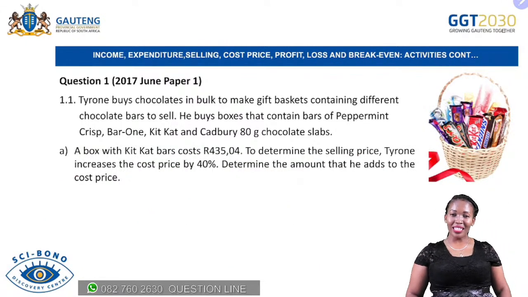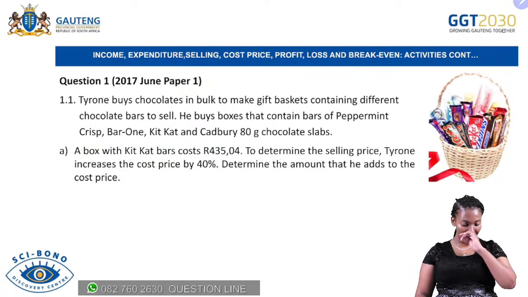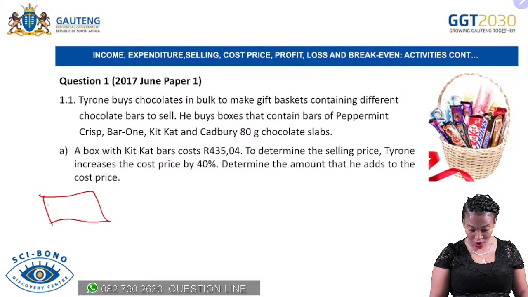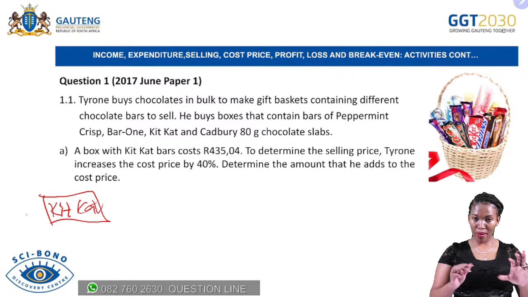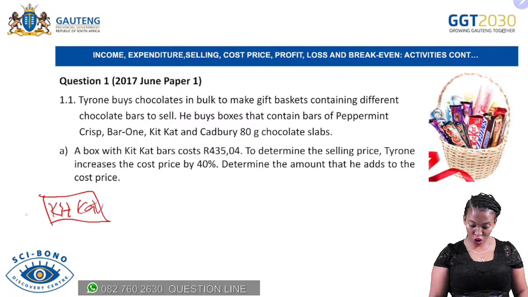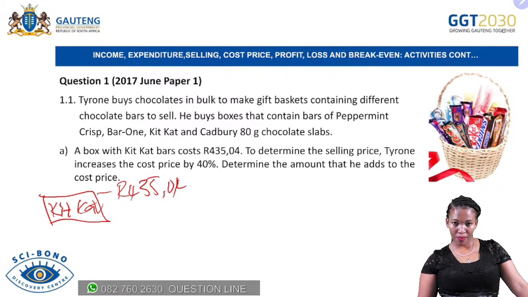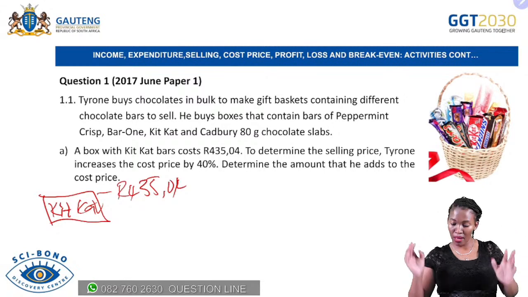And then the second question, guys: a box with KitKat bars costs 435 rand and 4 cents. So when you buy a box of KitKat, it's not a small pack, it's a box. In a box, it costs you 435 rand and 4 cents. Now, to determine the selling price, Tyrone wants to know, if he bought them in a box for 435, how much he must sell them for.